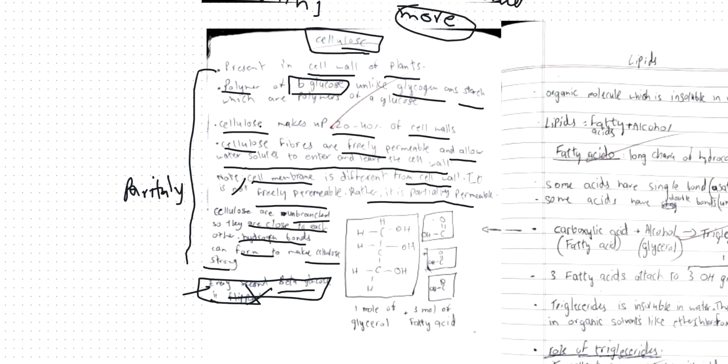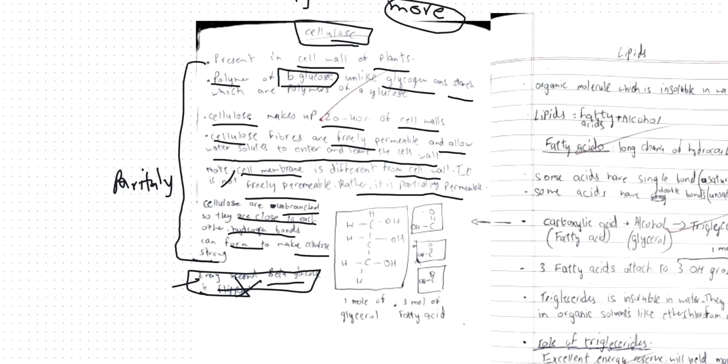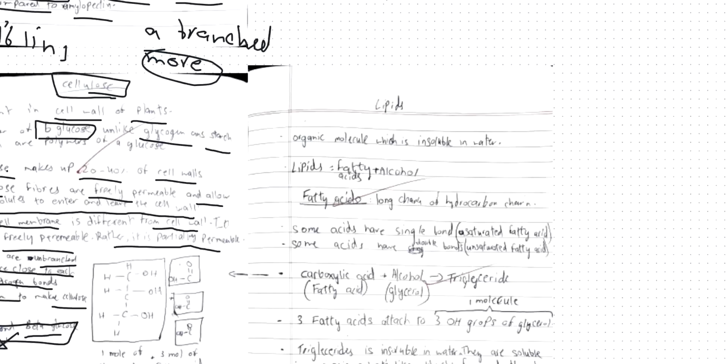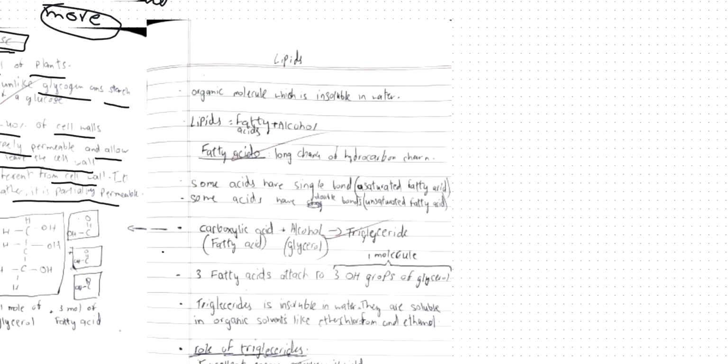So that was carbohydrates. Now moving on to lipids. Lipids are organic molecules which are insoluble in water. What are lipids made up of? The monomers that make up lipids are fatty acids and alcohols. Fatty acids are monomers, and they are long chains of hydrocarbon.